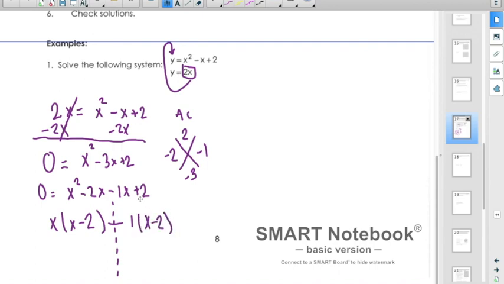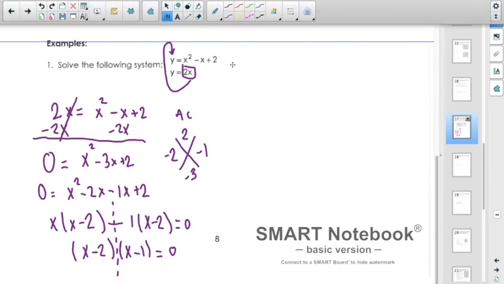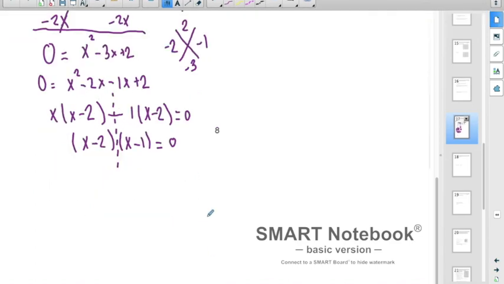X minus 2, matchy matchy leftovers. So x minus 2 and x minus 1 all set equal to 0. Remember how you solve for x, right? We get into this form, but now we have to set each one of these equal to 0. So x minus 2 equals 0 and x minus 1 equals 0. I guess I just skipped a step, but so x equals 2 and x equals 1.